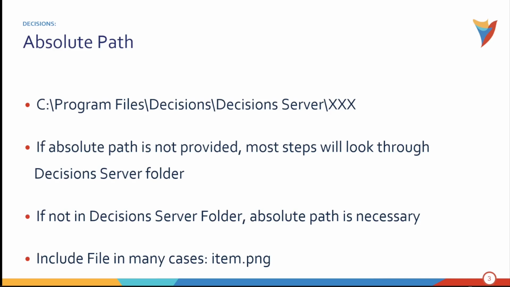Also, something to note, depending on the process or what you're trying to use specifically with it, you may also need to include the file name. If you're directly looking for a specific file, you may want to also include that. So for example, if I was in the Decisions server folder and there was a file in it called item.png, then I would need to do that with /item.png.